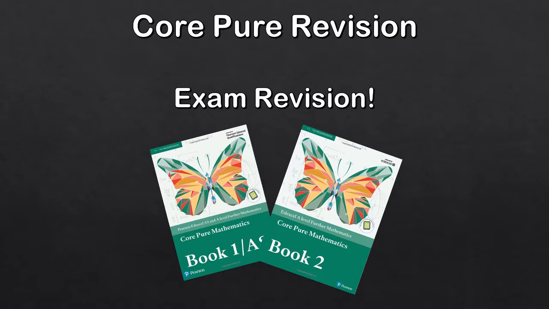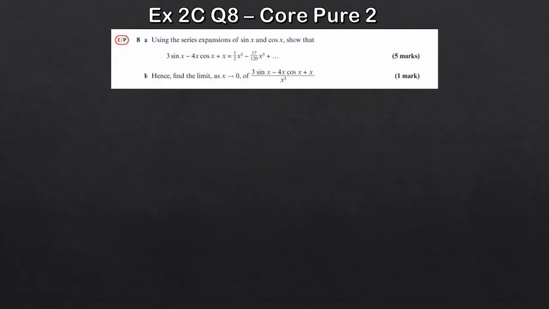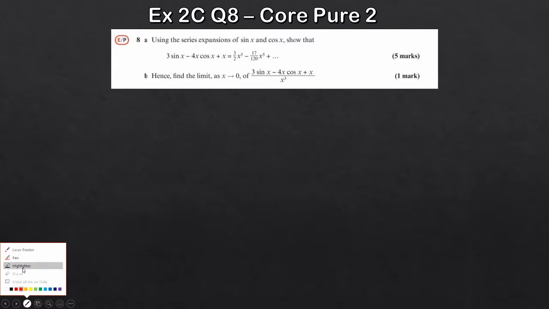So let's take a look at some questions here. We've got a mix of them, so let's start off. The first question is taking a look at series expansions from Corpio 2. So we've got this series expansion here for sin x and cos x, and we want to show that 3 sin x minus 4x cos x plus x is equal to 3 over 2 x cubed minus 17 over 120 x to the 5, plus so on and so on. So 5 marks for this. So how do we begin with something like this?